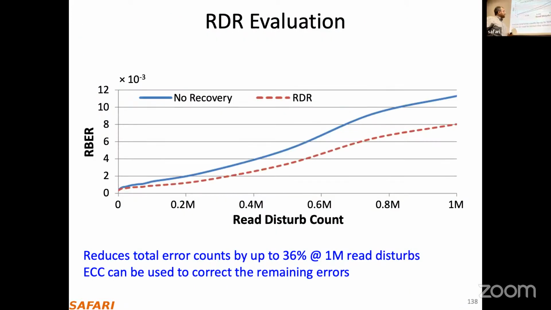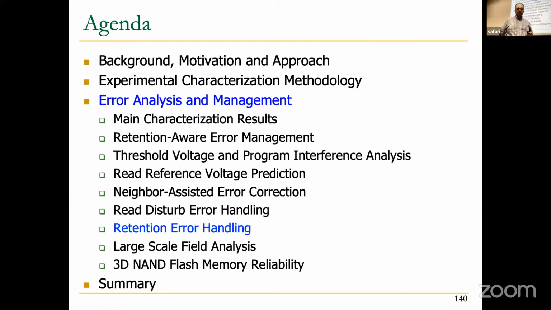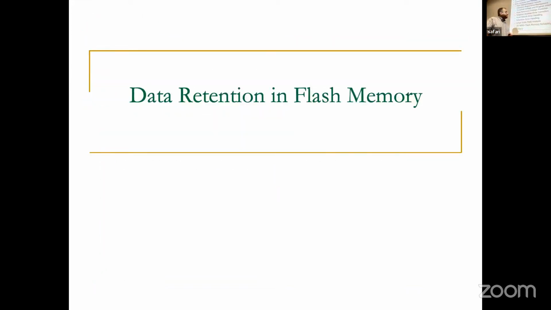Yeah, and this is the result for read raw bit error rate with no recovery and with the RDR technique, which I mentioned. And as I said, this is a 36% improvement. So if you're interested, I would encourage you to check this DSN paper. I would like to quickly go over retention error handling as well, because it also uses a very similar idea to what we discussed in the previous technique.